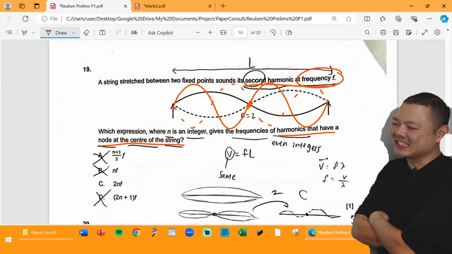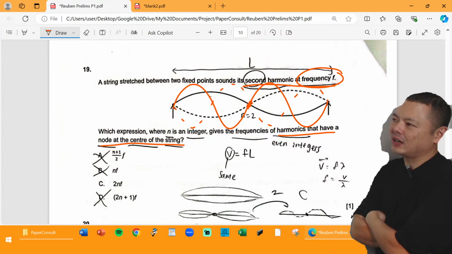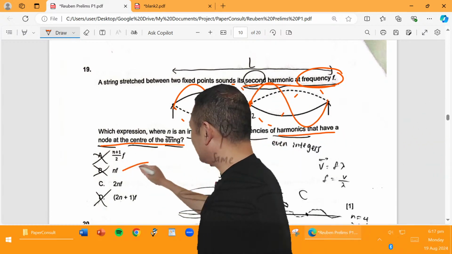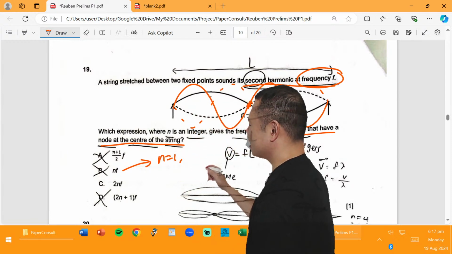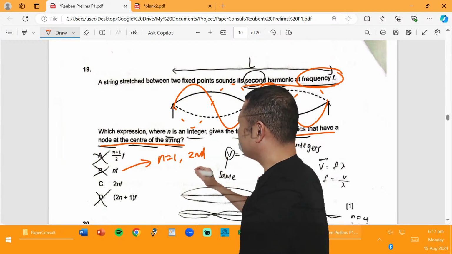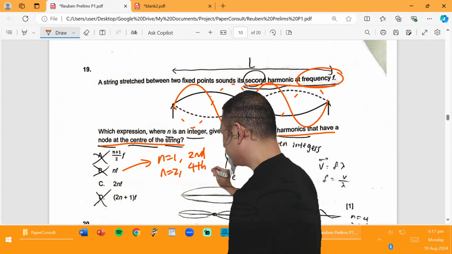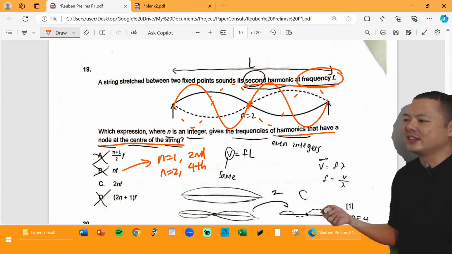I think the answer is B. Wait, hold on, let me think first. So when n is 1, the harmonic is the second harmonic. When n equals 2, it's the fourth harmonic. N equals 3, sixth harmonic. So yeah, there you go.